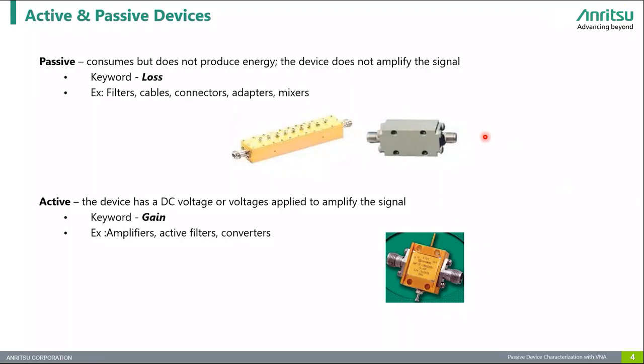Understanding these distinctions between active and passive is crucial because the measurement techniques and performance parameters we use, especially with a vector network analyzer, differ significantly between active and passive components. For instance, passive devices are typically characterized by parameters like insertion loss and return loss, while active devices require additional considerations like gain compression and noise figure. This foundational knowledge will help us better understand how VNAs are used to characterize these devices in the upcoming sections.